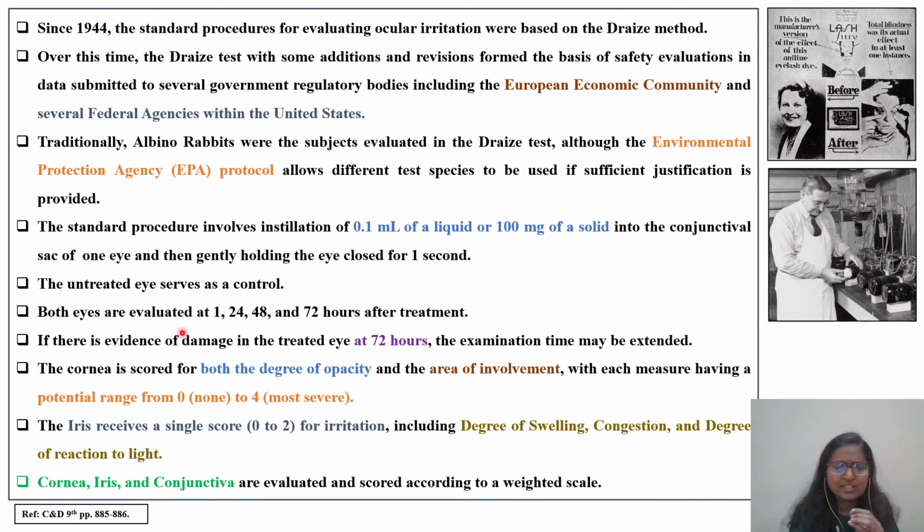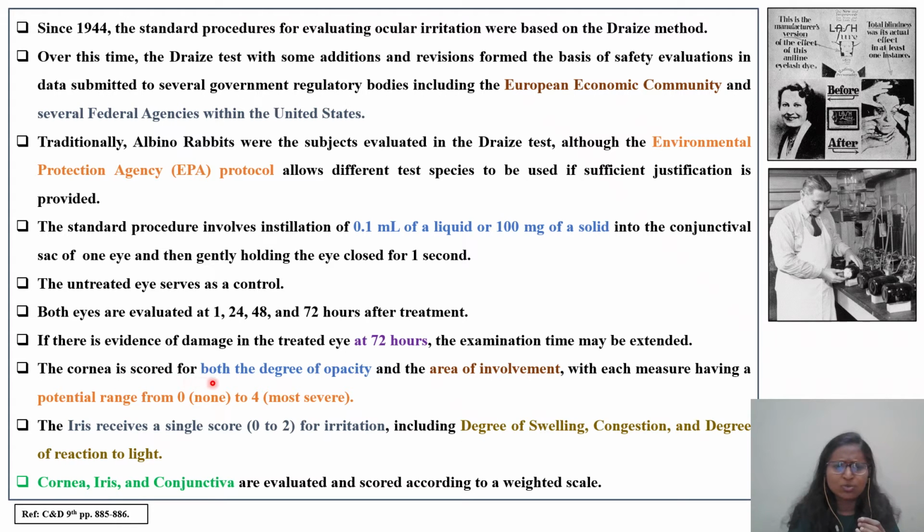Both eyes are evaluated at 1 hour, 24 hours, 48 hours, 72 hours. In the case of the acute 423 guideline, you have observations at 30 minutes, 60 minutes, 2 hours, 4 hours, 8 hours, like this. But in the case of the Draize test, eye scoring is done at 1 hour, 24 hours, 48 hours, 72 hours after the treatment. If there is evidence of damage in the treated eye at 72 hours, the examination time may be extended. You can keep the animal for another 12 hours or 24 hours, like that. You will keep the test item in the eye for additional hours, I'm saying.